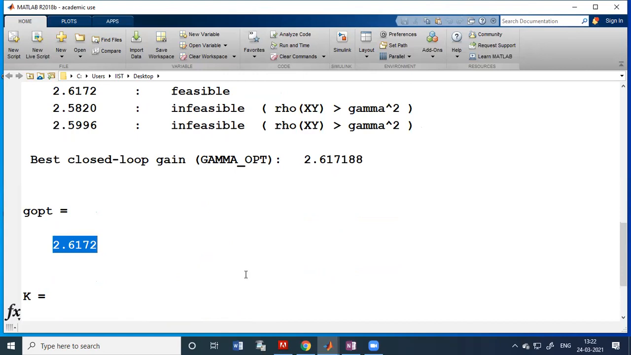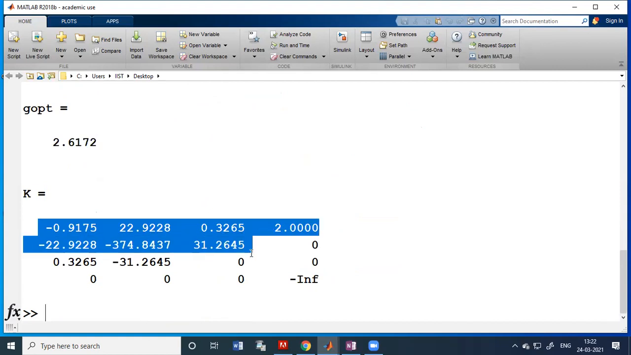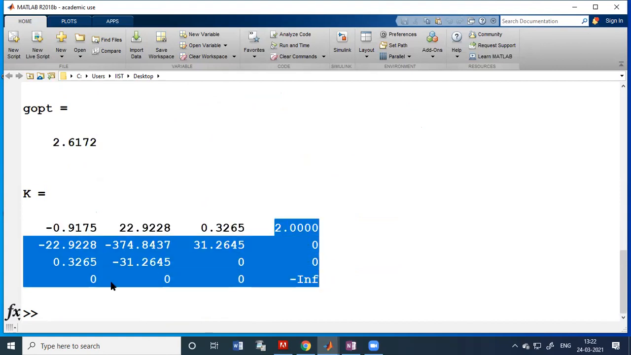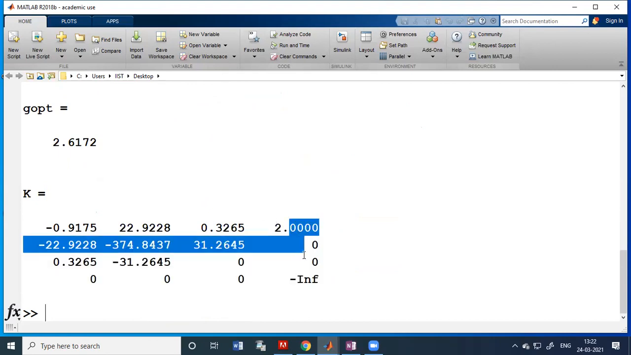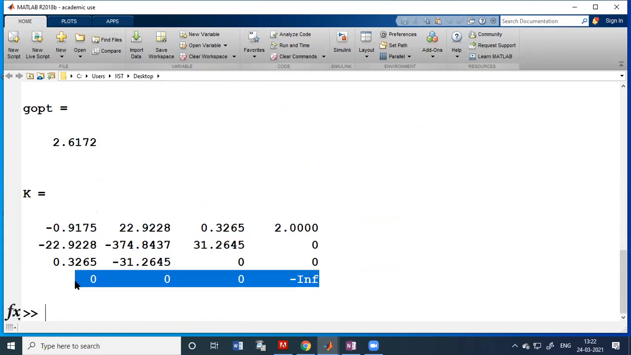K is the full state feedback controller gain, but that also is arranged in a packed form. Keep in mind there is one last row and last column extra. You need not bother about this particular column 2, 0, 0, minus infinity, and the last row. This has to be unpacked. It is in a packed form now, so we have to unpack that. How to do that?